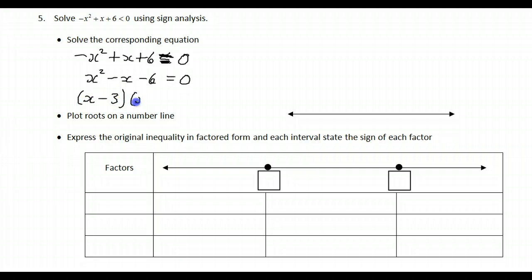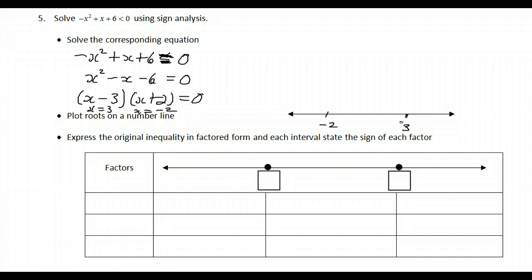x minus 3, x plus 2 equals 0. Okay, I kind of factored by just sort of looking at it. Let's check it out. x squared plus 2x minus 3x is minus 1x minus 6. Okay, so our solutions, x equals 3, x equals negative 2. Plot the roots on a number line. There's negative 2, and here is positive 3.